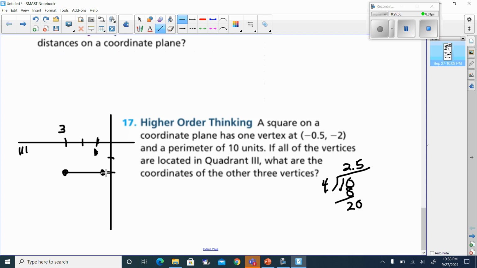Now, if I went 2.5 up, I would be out of the quadrant 3. So I can't go up with my line. I have to go down, which means I'm going to go down 2.5. And let's find out what these coordinates are first. First of all, we know that this one has to be negative 3, right, for my x. And we went down the same amount as this. So this is negative 2. And we already knew this one was negative 0.5 and negative 2, right? So no secrets on that one.